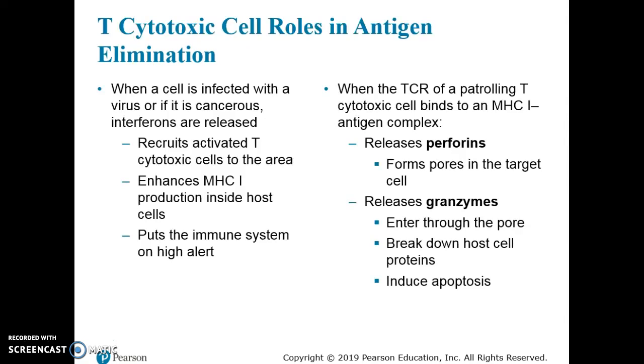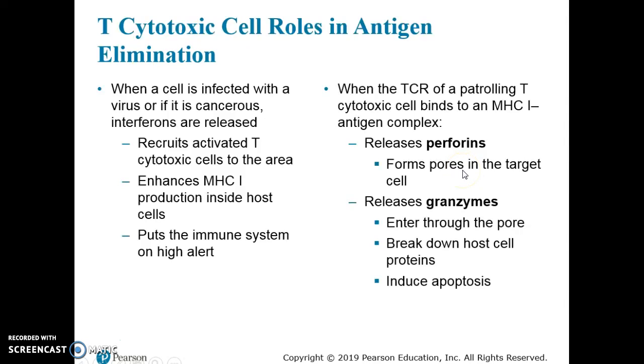it can signal the cytotoxic T cells, and because those cells express MHC class 1, the cytotoxic cell can come in and attach to that cancerous cell or virus-infected cell and secrete different materials on it to actually cause it to die. And on the right side here we see that the T cell receptor, when it binds to an MHC class 1 with the antigen, it's going to release perforins, and that creates a pore. Right, the perforins are a collection of proteins that will bind together to create a pore.